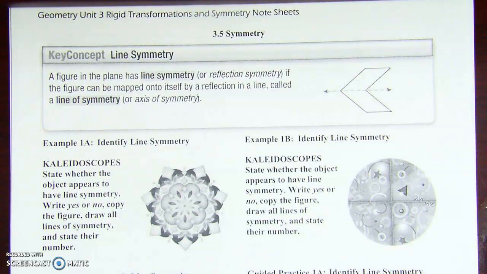This is Mr. Moss coming at you on the next section of chapter 3, which is actually our last one, section 3.5, called symmetry. This is coming at you on a week that we are leading into Thanksgiving, so it's a short week this week. Please get this 3.5 done.